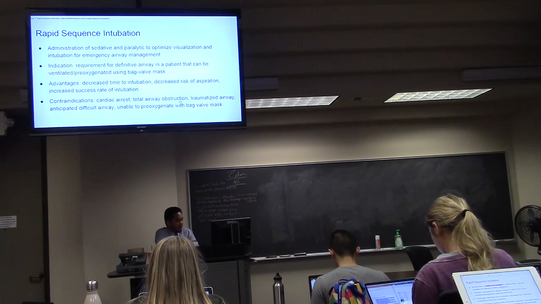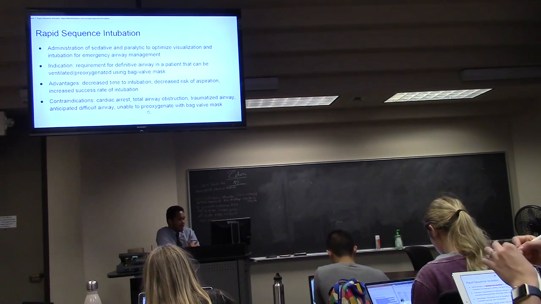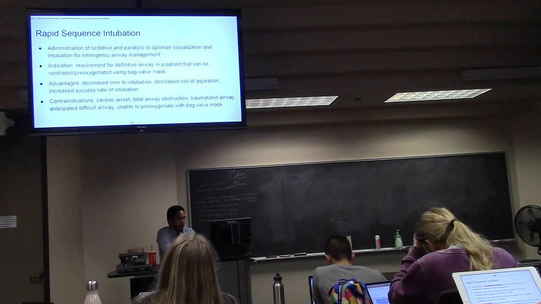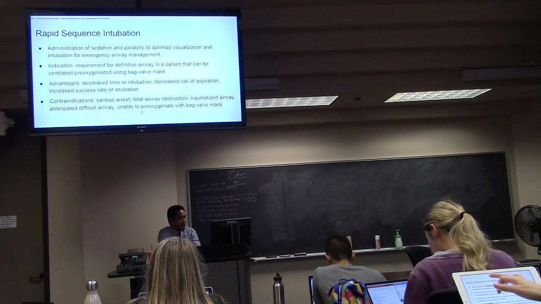There are a number of contraindications to it. So say a patient is in cardiopulmonary arrest, or they have, say, a total airway obstruction, they have a traumatized airway, again, reasons for a difficult airway, then you probably shouldn't do RSI. And also, if you cannot pre-oxygenate them with a bag valve mask, do not do RSI.